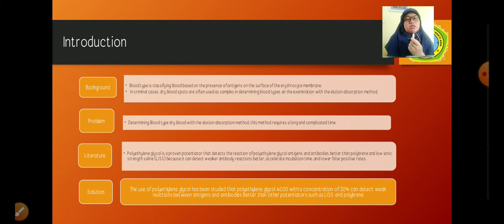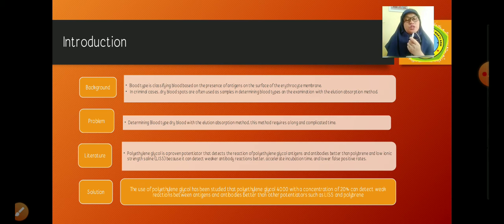But that method has a problem. Determining blood type from dry blood using the elution absorption method requires a long and complicated time.